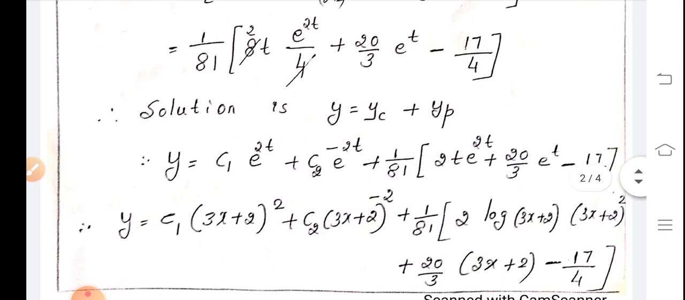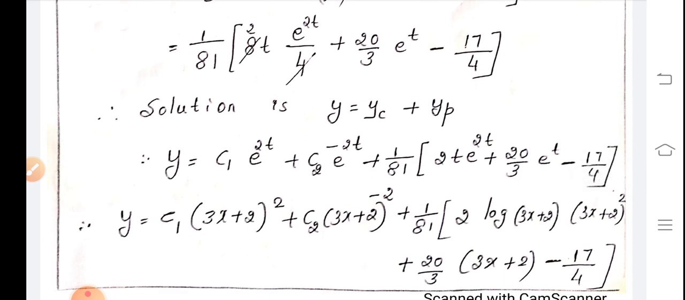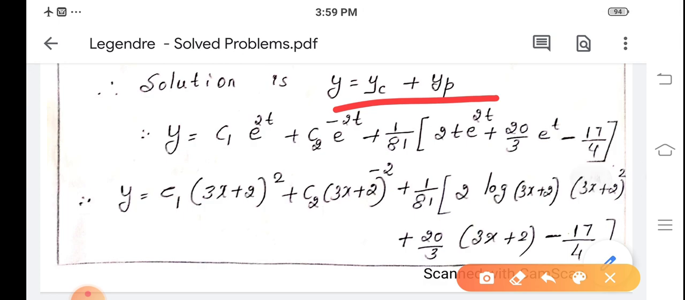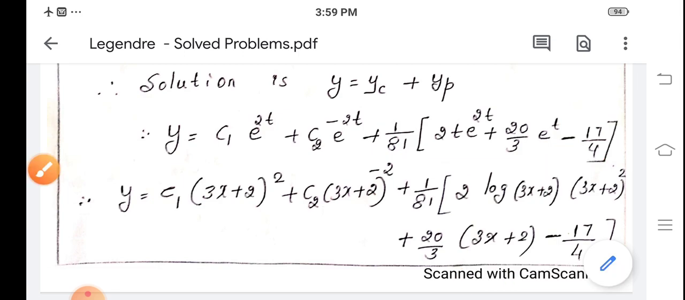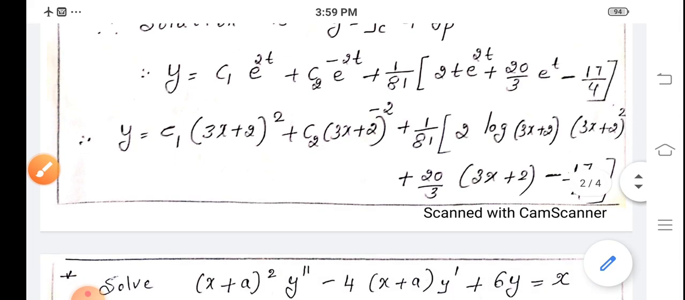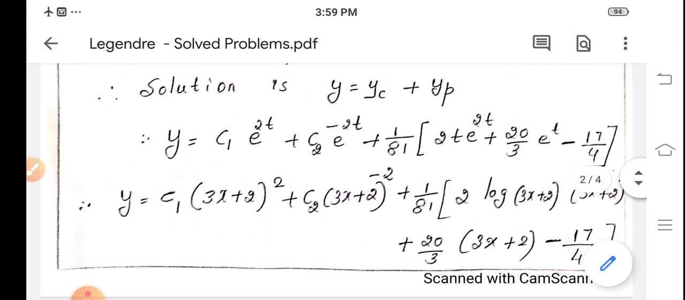Now we write the complete solution as y is equal to complementary function plus particular integral. So y is equal to c1 e power 2t plus c2 e power minus 2t plus the particular integral, 1 by 81 into 2t e power 2t plus 20 by 3 e power t minus 17 by 4. And for Legendre's equation, here we are taking the substitution t is equal to log of 3x plus 2. So in the final solution, we have to substitute back for the variable t. t means log of 3x plus 2.